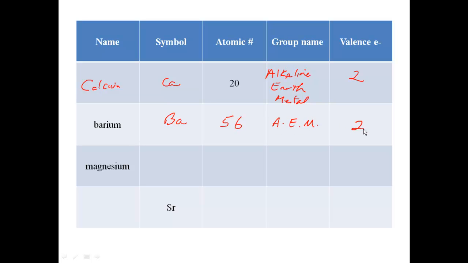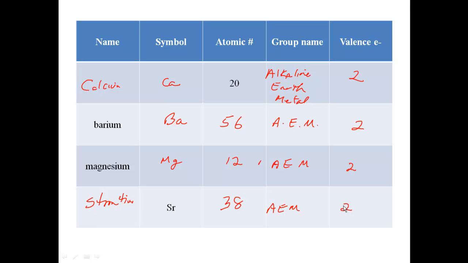Magnesium is directly above calcium. Magnesium is number 12. And it's also an alkaline earth metal, which means that it has 2 valence electrons. And how about strontium? Well, strontium is between calcium and barium. And its atomic number is 38. It is also an alkaline earth metal, and it also has 2 valence electrons. Isn't it nice we kept them all together?